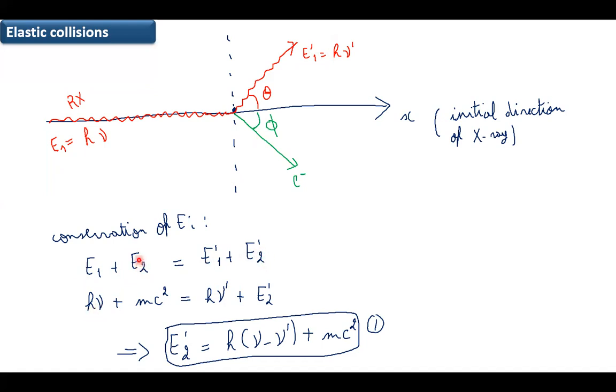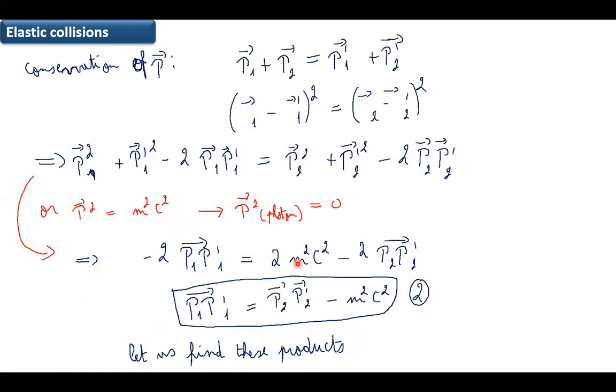E1 is h nu, E2 is an electron at rest, so we consider its rest energy mc squared. E prime 1 is h nu prime, the new frequency of the photon, plus E prime 2, the new energy of the ejected electron. This is the unknown. So E prime 2 is equal to h times (nu minus nu prime) plus mc squared. This is equation number 1. We have to keep this equation because we need it to continue with the study of this Compton effect.